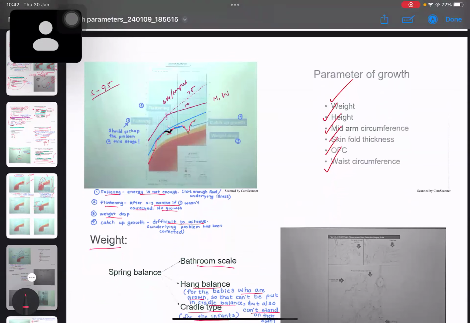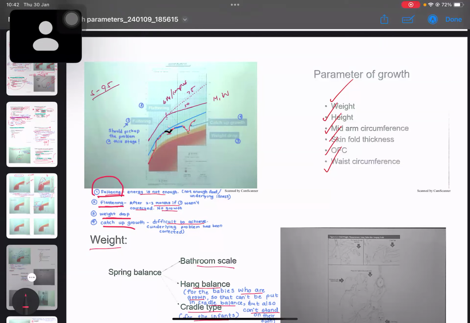Afterwards, there are some terms you should be thorough with. Those terms are faltering, flattening, weight drop, catch up growth. These are the things we use when commenting on the CHDR graphs. First one is faltering.